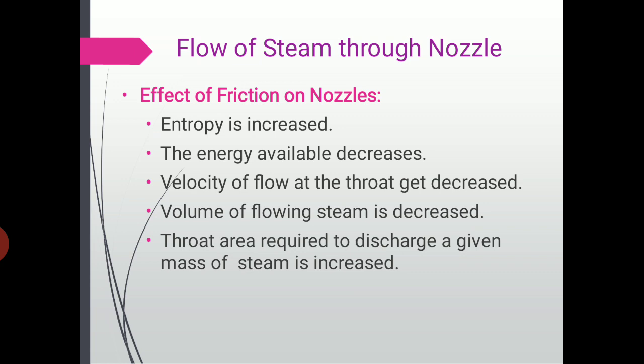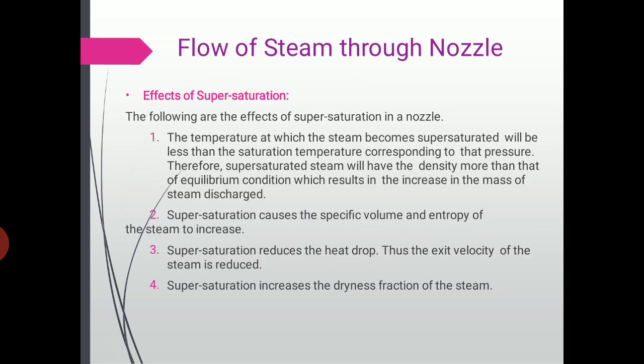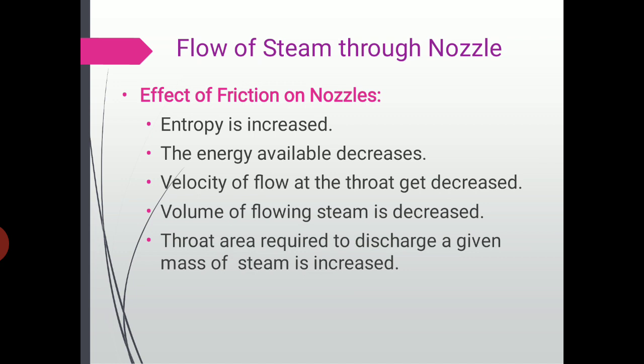So at that time, as I have discussed in the previous slide, whatever the supersaturated steam will have the density more than that of equilibrium condition, which results in the increase in the mass of steam discharge. Supersaturated steam will have high density. So automatically what happens? The mass of steam is increased at the discharge of the throat area. Okay. These are the effects in the nozzles.